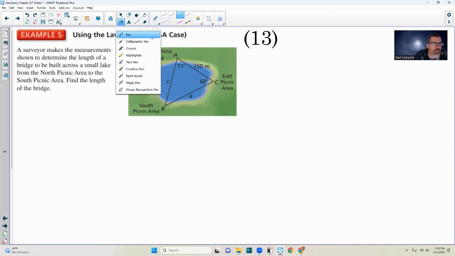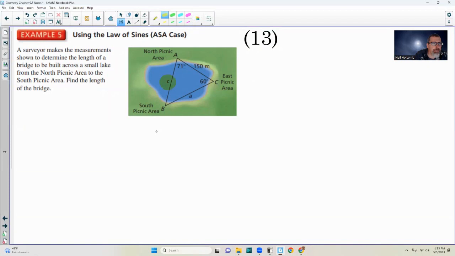Okay, so that's the first thing you want to do. Just make sure you know what you're looking for, and you're looking for C. So we're looking for side C. With respect to side C, we have angle C, and we have angle A, but we don't know angle B. So let's first start by doing the triangle sum theorem.